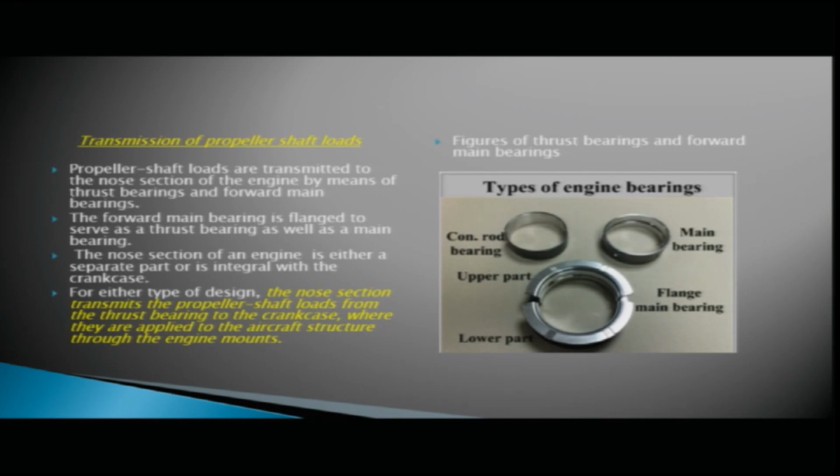The nose section of an engine is either a separate part or is integral with the crankcase. For either type of design, the nose section transmits the propeller shaft loads from the thrust bearing to the crankcase, where they are applied to the aircraft structure through the engine mounts. So the propeller shaft loads are transferred from the thrust bearings to the crankcase, and then applied to the aircraft structure through the engine mounts.